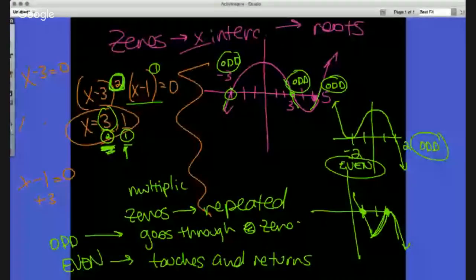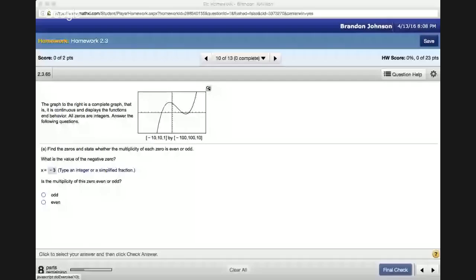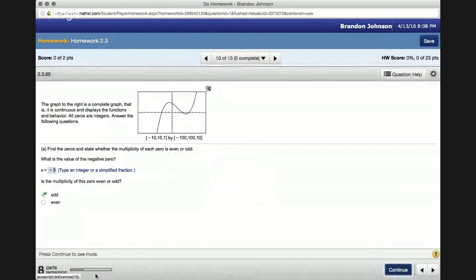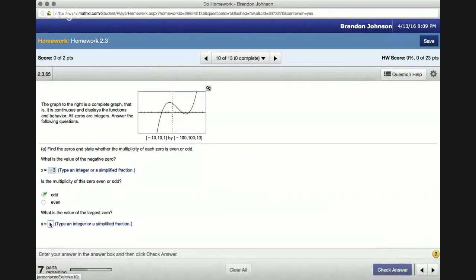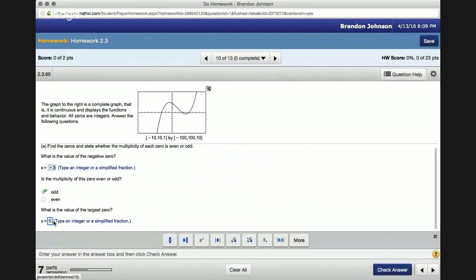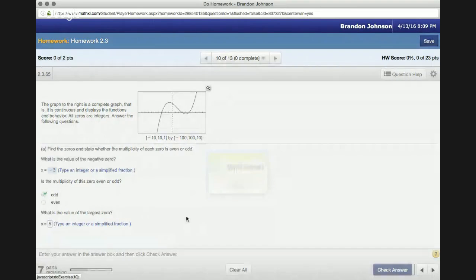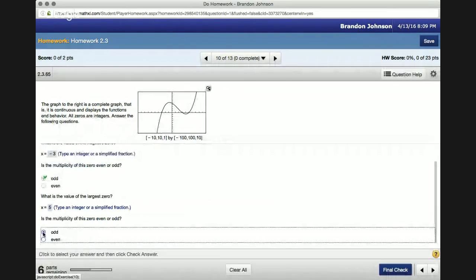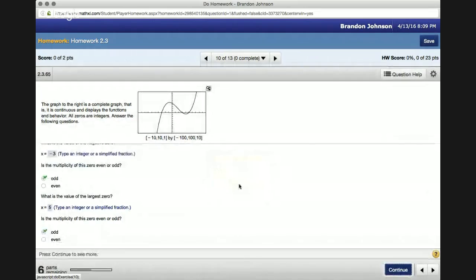So as we come back to the one that we were talking about before, we notice that in this problem, since it goes upwards and through, the multiplicity would be odd. And we already did, I think, is this the only one we need? All right, they want another one. The largest zero would be 5. All right, we're good there. And the multiplicity, since it goes through, would be odd.